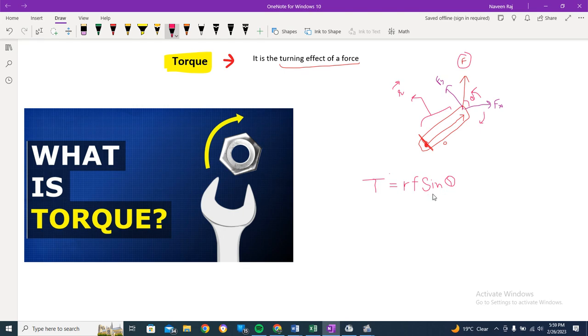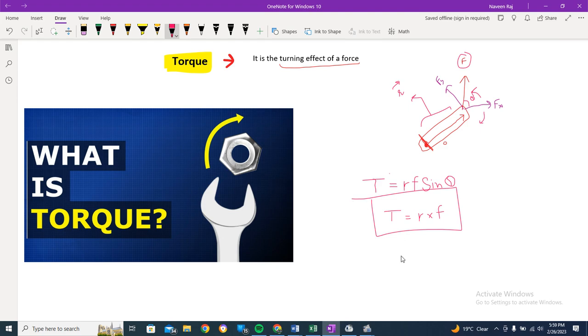When we remove the sine theta, we get T is equal to r × F, because this is a vector product. If you haven't understood how this is derived, look out for our vector series and you will get to know why we are mentioning the cross sign here. This is a cross product. There are also dot products, r dot F, but this is not r dot F, this is r cross F. There is a reason behind that. If you don't know, look at the vectors series on my channel. So we can make a new definition of torque: torque is the cross product of the moment arm and the applied force.